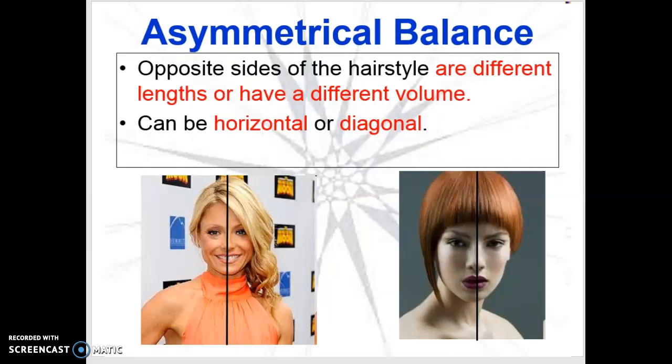Here is our asymmetrical balance. Opposite sides of the hair are different lengths or have different volume. It can be horizontal or a diagonal line drawn through it. Yet it is still pleasing to the eye as it is an asymmetrical balance.